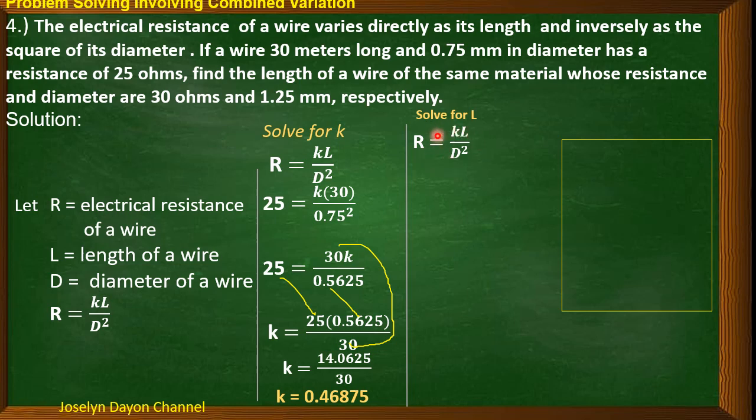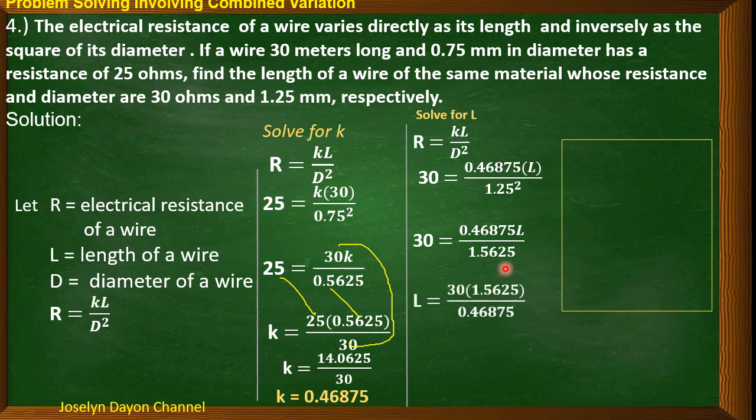Next, we have to solve for the value of the length of the wire. So, same equation. Next, let's substitute. So our R this time is 30. We have here 30 ohms. And our K, we have it here, 0.46875. L is unknown. Our D is 1.25. We have it here. Then simplify. So we have, bring down 30. That is 0.46875 L over 1.25 times 1.25, that is equal to 1.5625.